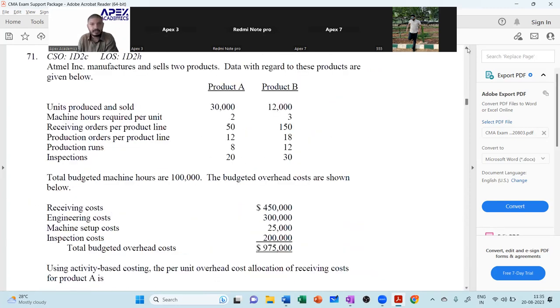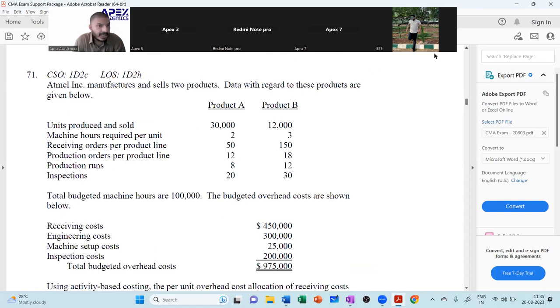Question number 71. Atmel Incorporated manufactures and sells 2 products. The data with regard to these products has been given below. Product A has 30,000 units and product B has 12,000 units. Machine hours are required for product A and for product B. They are receiving orders per product line, production orders per product line, production runs, and inspection.